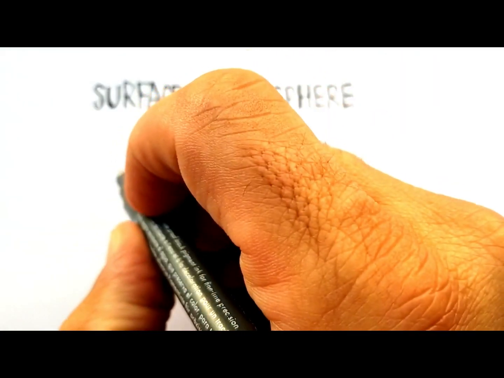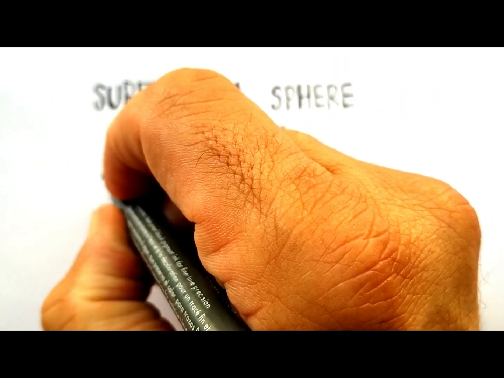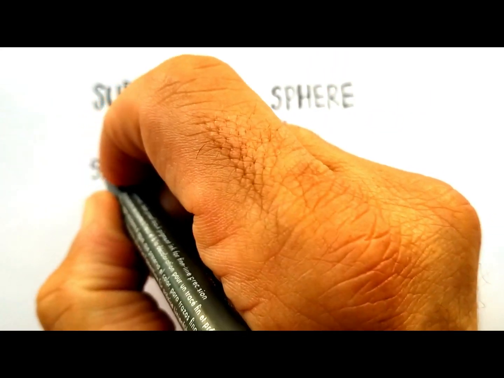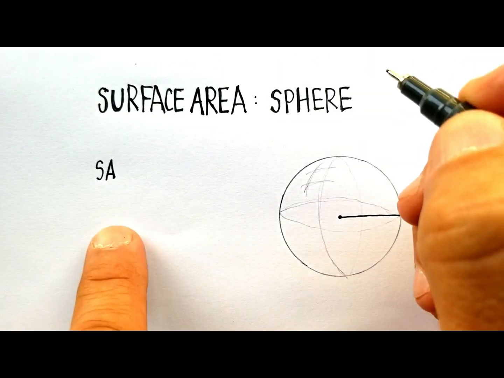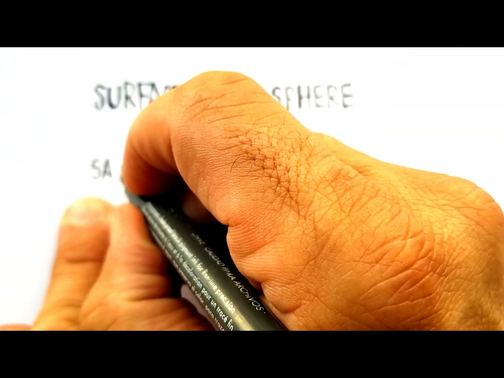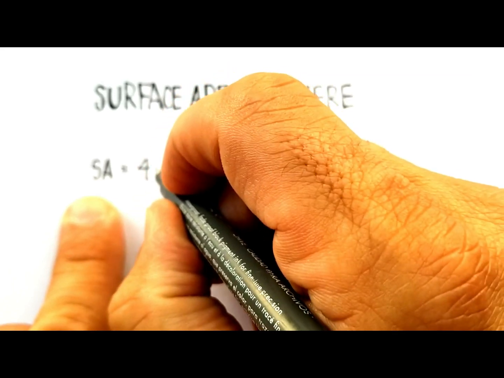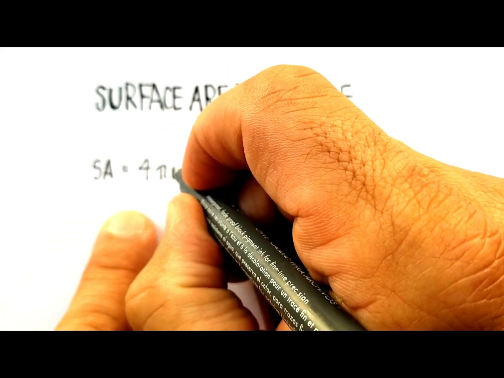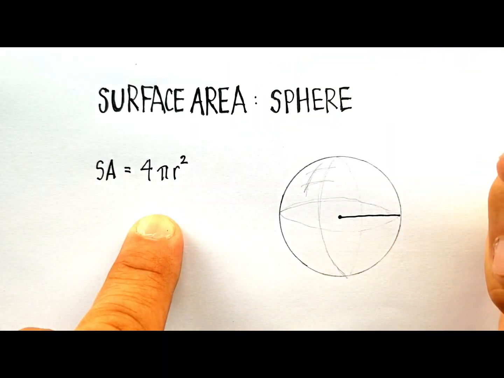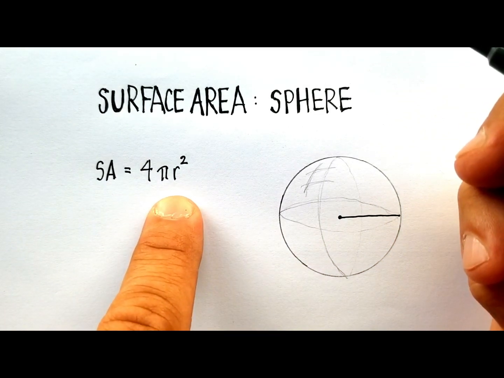Now the formula for the surface area, and a lot of times you'll see SA for surface area, or sometimes you'll see just A for area, is equal to 4 times pi times r squared. So let's define what each of these are.